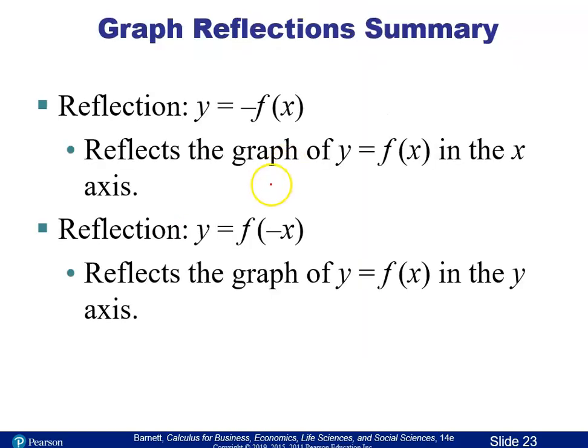Okay, so you can see that if you have a negative in front of it, it is going to be a reflection in the x-axis. And I'm not going to spend much time on this, but a negative inside the function actually reflects it in the y-axis. It's not as common to see a y-axis reflection, so we're not going to look at those.